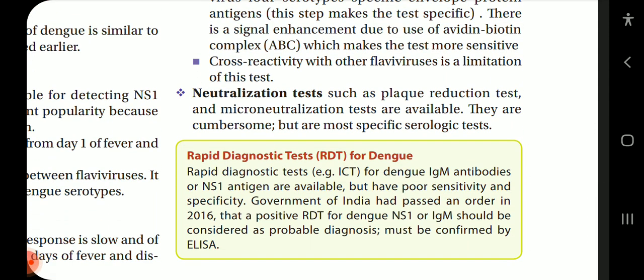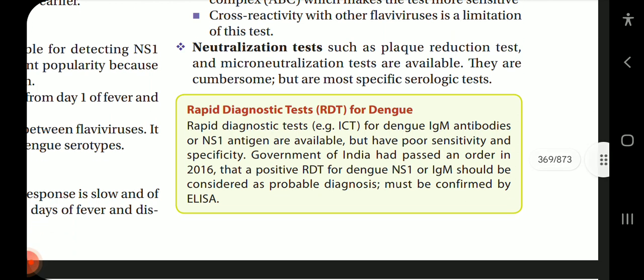Neutralization tests such as plaque reduction test and microneutralization test are available. They are cumbersome but are more specific serologic tests. Rapid diagnostic test, RDT, for dengue. Rapid diagnostic tests, for example ICT for dengue IgM antibodies or NS1 antigen, are available but have poor sensitivity and specificity. Government of India passed an order in 2016 that a positive RDT for dengue, NS1 or IgM, should be considered a probable diagnosis and must be confirmed by ELISA.